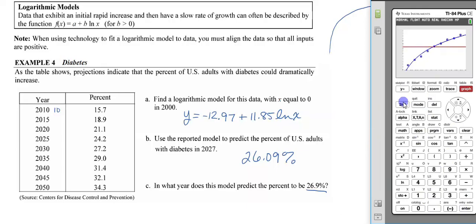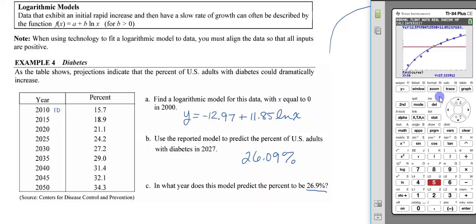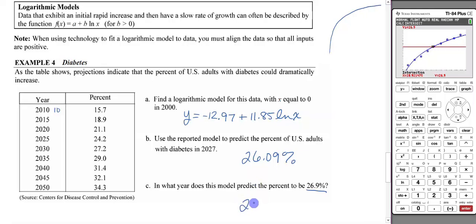So from here we're going to second trace, which is the calculate menu. We're going to intersect, y1, enter, y2, enter, and go ahead and guess, and there we have 26.9% in 28.9 years. So 28 takes us to the end of the year 2028, and so we're 0.9 into the next year. This is going to be the year 2029.